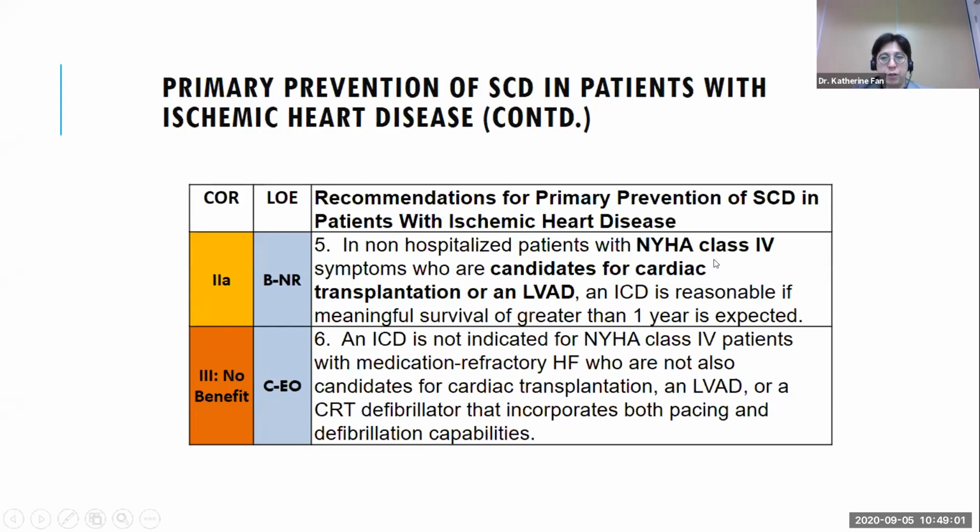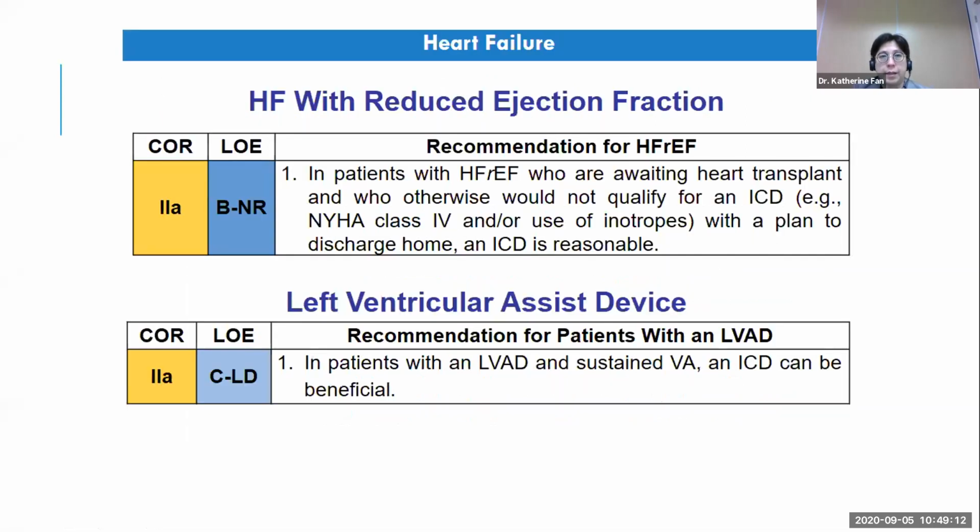and defibrillation threshold. So class 4 with no indications of further advanced heart failure therapy is a class 3 indication. And this actually, I'm going to then go on to talk about, probably associated with the heart failure section.